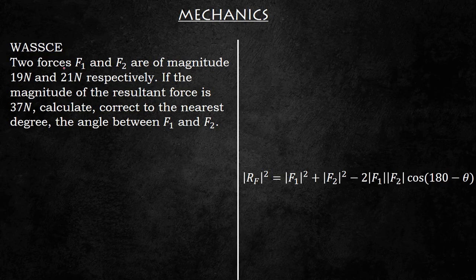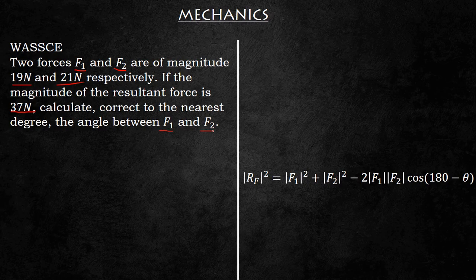Okay, so now let us take a look at this question. It says that two forces F1 and F2 are of the magnitude 19 newtons and 21 newtons respectively. If the magnitude of the resultant force is 37 newtons, calculate, correct to the nearest degree, the angle between F1 and F2.